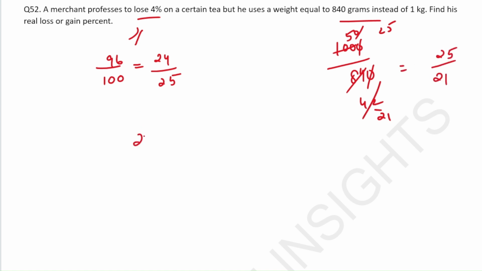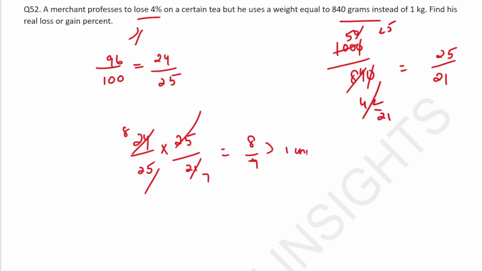So 24 by 25 into 25 by 21. Cancel, cancel. 3 8s are 24, 3 7s are 21. So that means 8 by 7. So that means the merchant is getting a profit by 1 unit. Yes or no? 1 unit. So that means profit percent will be 1 divided by 7 into 100. So if you solve this, you will get the value as 14 2 by 7%.